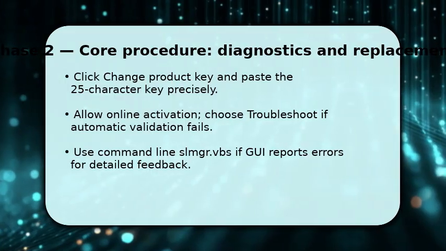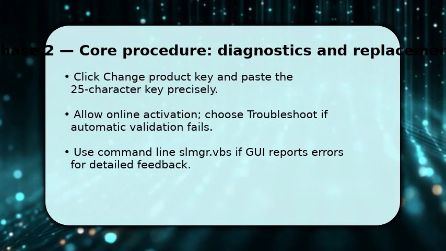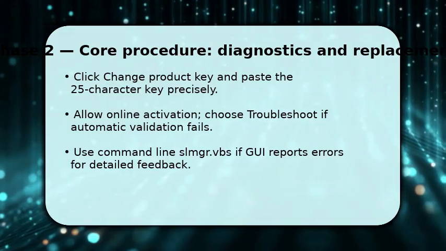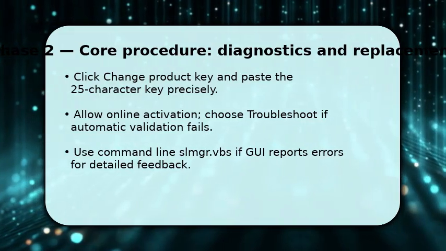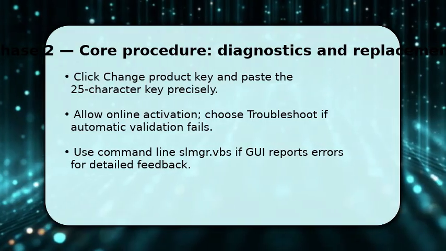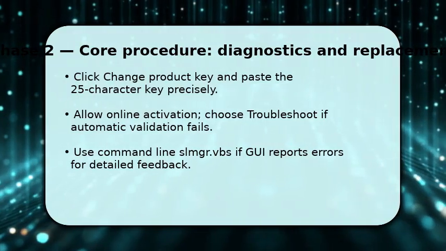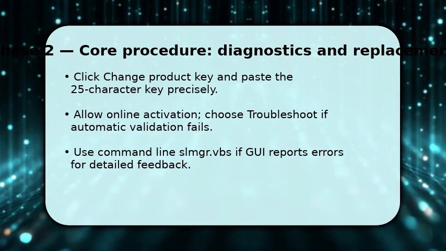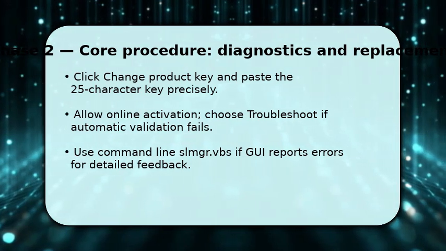For more diagnostic detail, open an elevated command prompt and run slmgr.vbs /ipk followed by slmgr.vbs /ato. These commands install the key and attempt activation, giving numeric error codes you can act on.